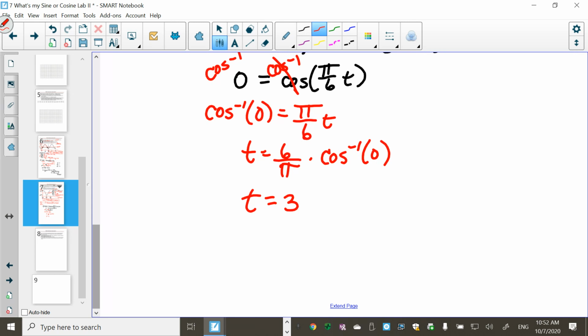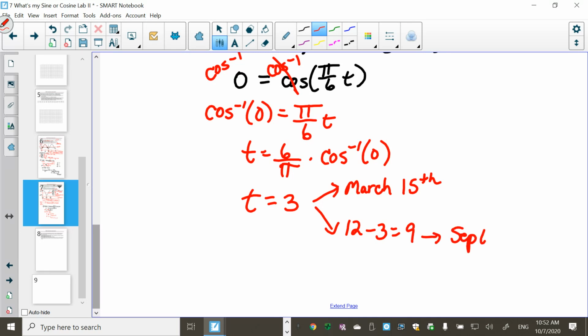So the 2 times a year that's going to happen is March 15th, because that's when time is 3. The other time is going to be 12 minus 3, or 9, which would be September 15th.